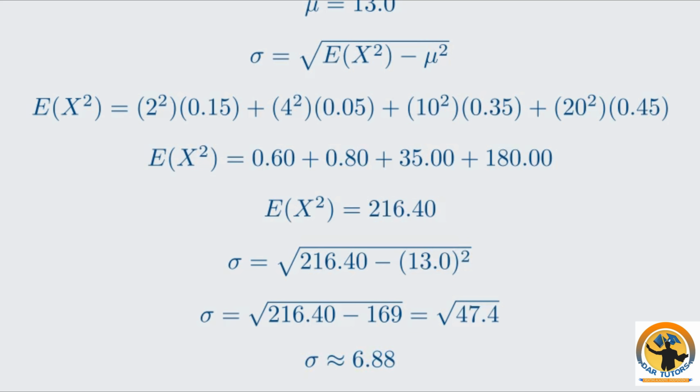By breaking the problem down, we first solved for the unknown probability k, then used that to find the mean mu, and finally applied the alternative variance formula to calculate the standard deviation sigma.